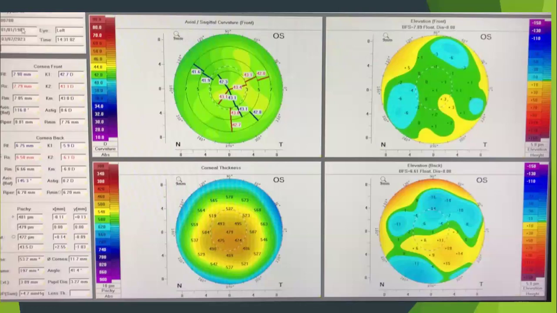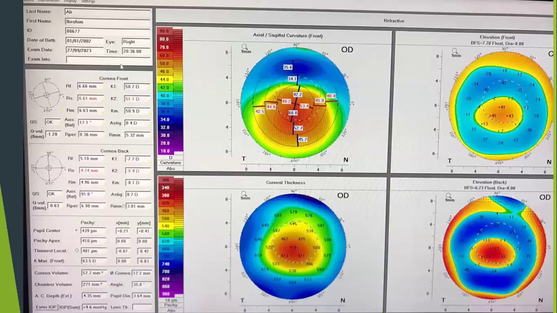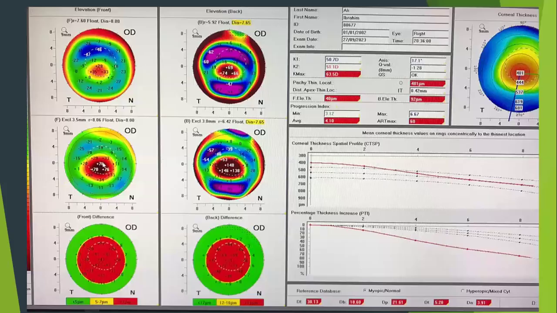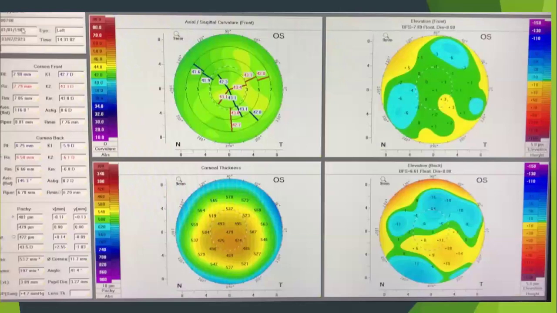Perfect. So this is the next scan I had put up for that. First part, before everything, I forgot to mention: the first thing you should comment on is whether your QS value is okay or not. Anyways, to summarize, first thing you look at these K values.